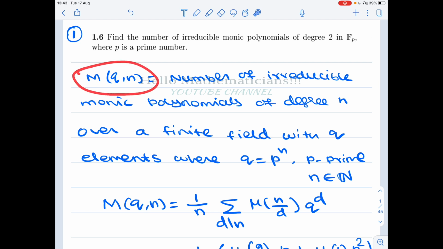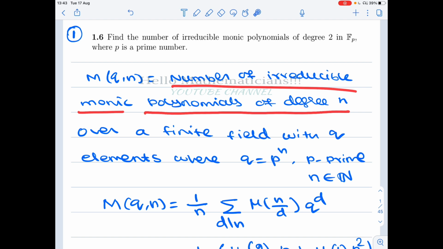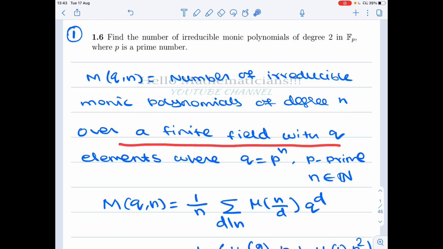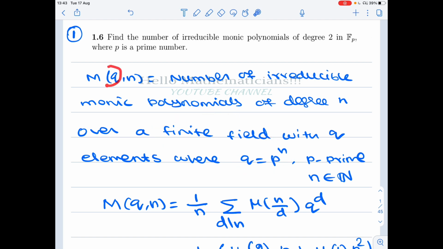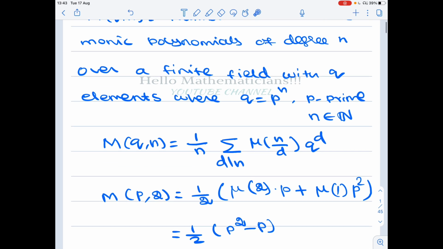Let M(q, n) be the number of irreducible monic polynomials of degree n over a finite field with q elements. If it is a finite field, it will have q equal to p power n elements, and that q comes here, and n is the degree of the polynomial. Now you have a nice formula for this number M(q, n). This is 1 by n, summation over d dividing n, Mobius function of n by d, times q power d.